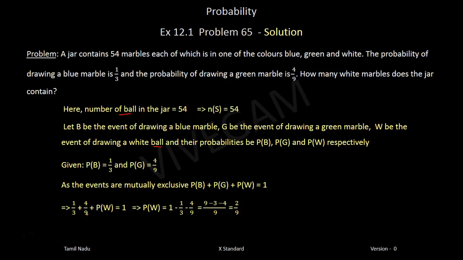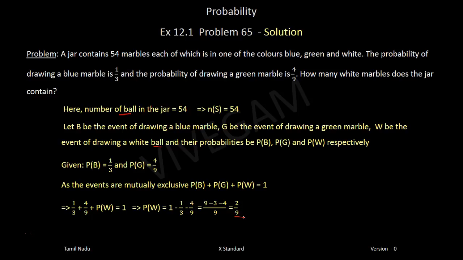So substitute all these things. 1 by 3 plus 4 by 9 plus P of W equal to 1, or P of W will be equal to 1 minus 1 by 3 minus 4 by 9. So take LCM 9. 3 into 1 is 3. 9 will go 1, so 1 into 4 is 4. So 9 minus 3 minus 4, that is 9 minus 7, that is equal to 2 by 9. So probability of getting a white marble is 2 by 9.